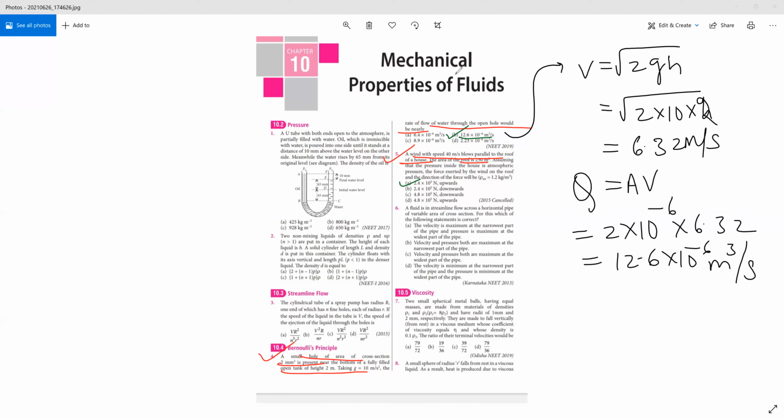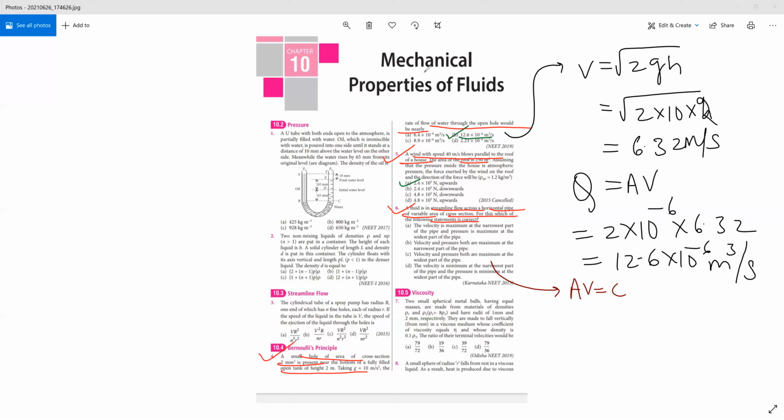So next, sixth one. A fluid is in streamline flow across a horizontal pipe of variable area of cross section. For this, which of the following statements is correct, they ask. For sixth one, according to the equation of continuity, we are writing this as A into V is equal to constant. Therefore, velocity is maximum at the narrowest part and minimum at the widest part of the pipe.